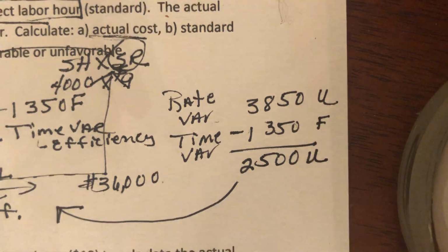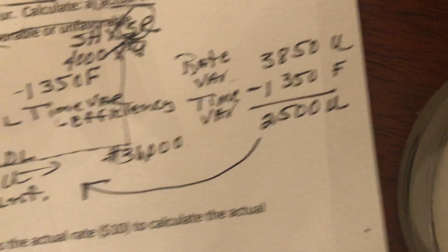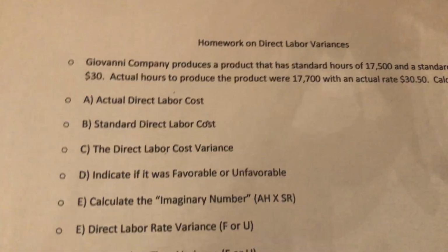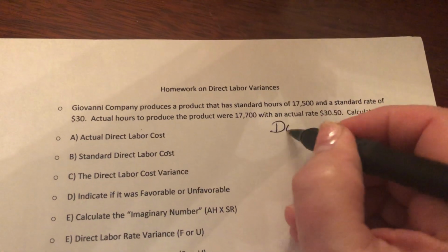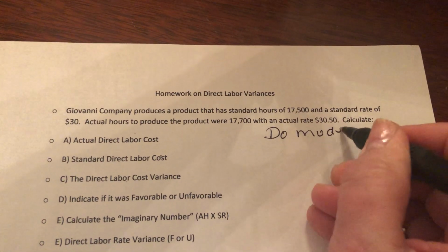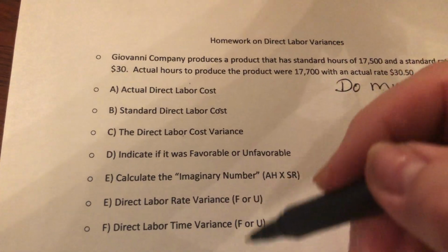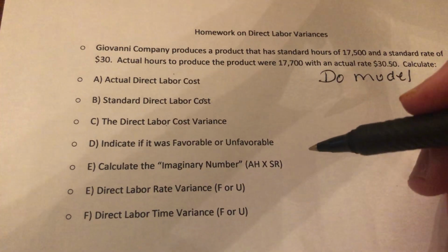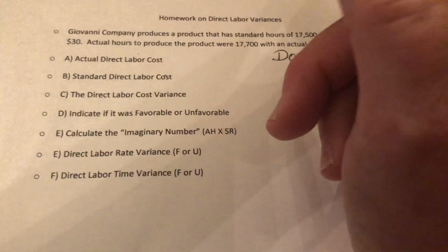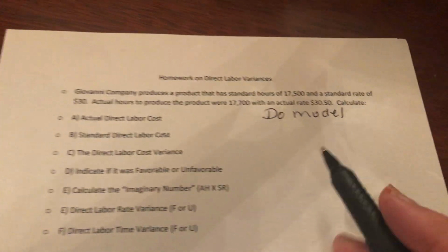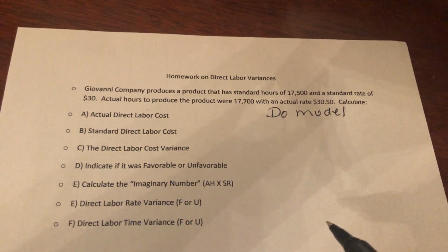Again, your homework, it's on the blackboard. I'll have it under the assignment tab. Do the model. You have to do the model. Make sure you've got all of these numbers calculated in, and do the calculations like we just did, show favorable and unfavorable, and submit that by Friday, 11:59 p.m.